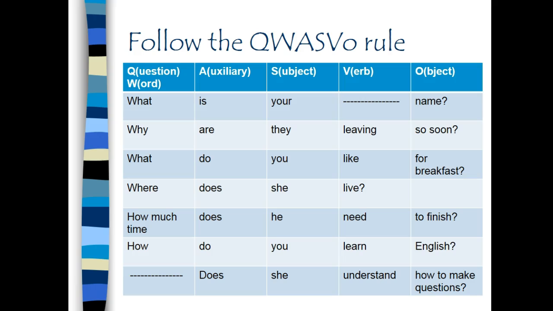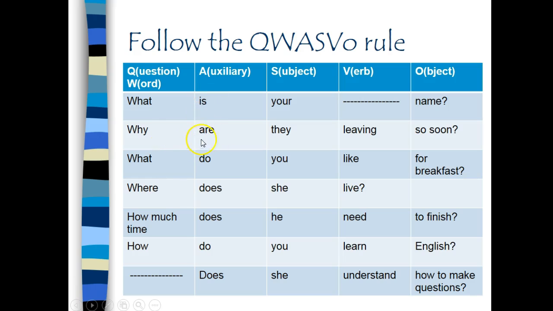Remember to follow the Quasvo rule. Quasvo is an acronym. QW stands for question word, A for auxiliary, S is for subject, V is for verb, and O is for object, which of course is not always necessary. In the first question, what is your name? I do not have an extra verb because my verb to be is the auxiliary. Why are they leaving so soon?